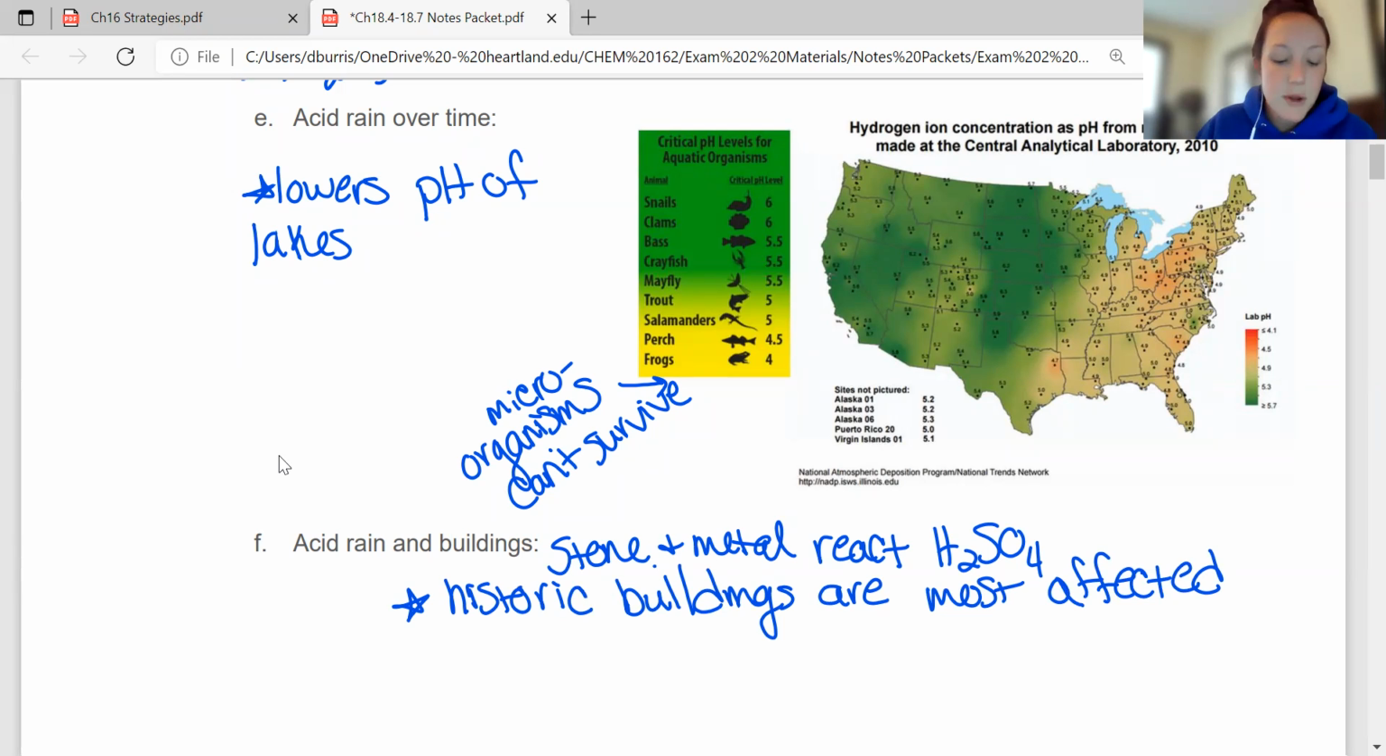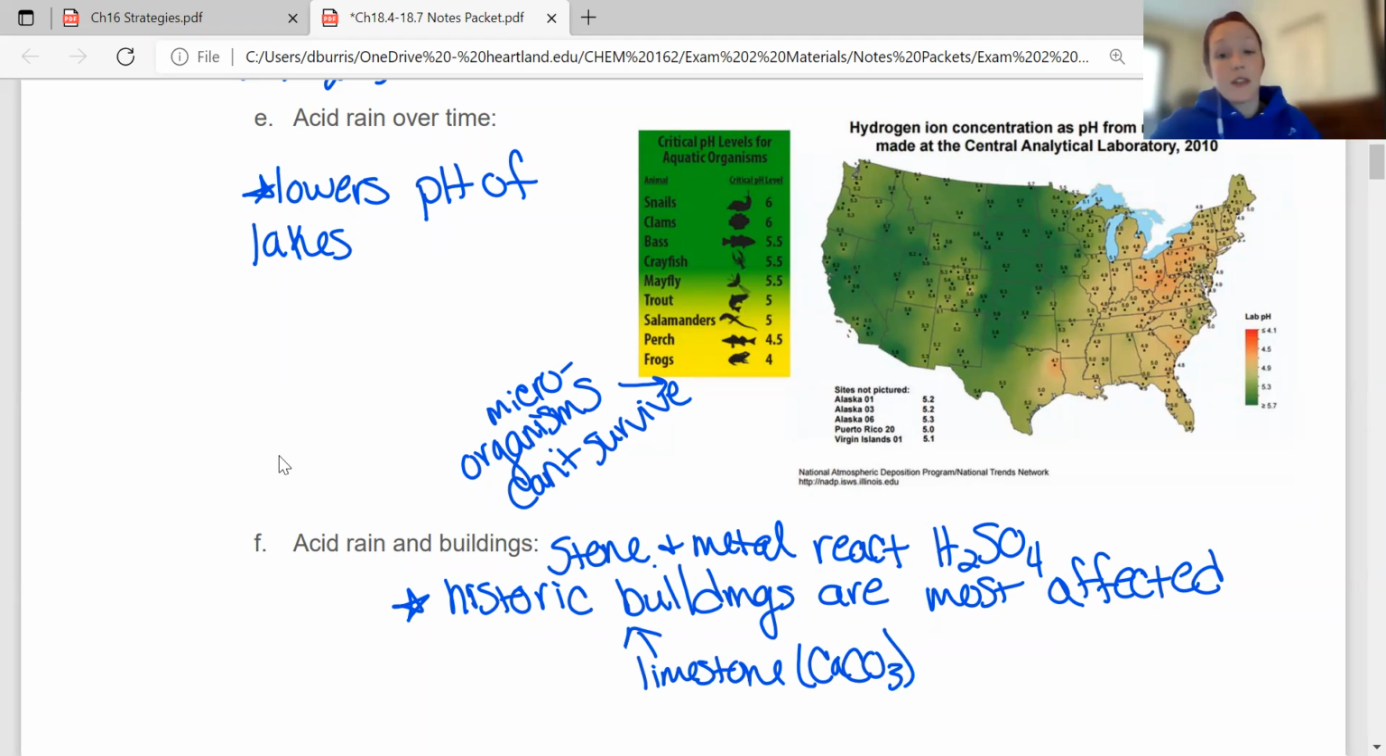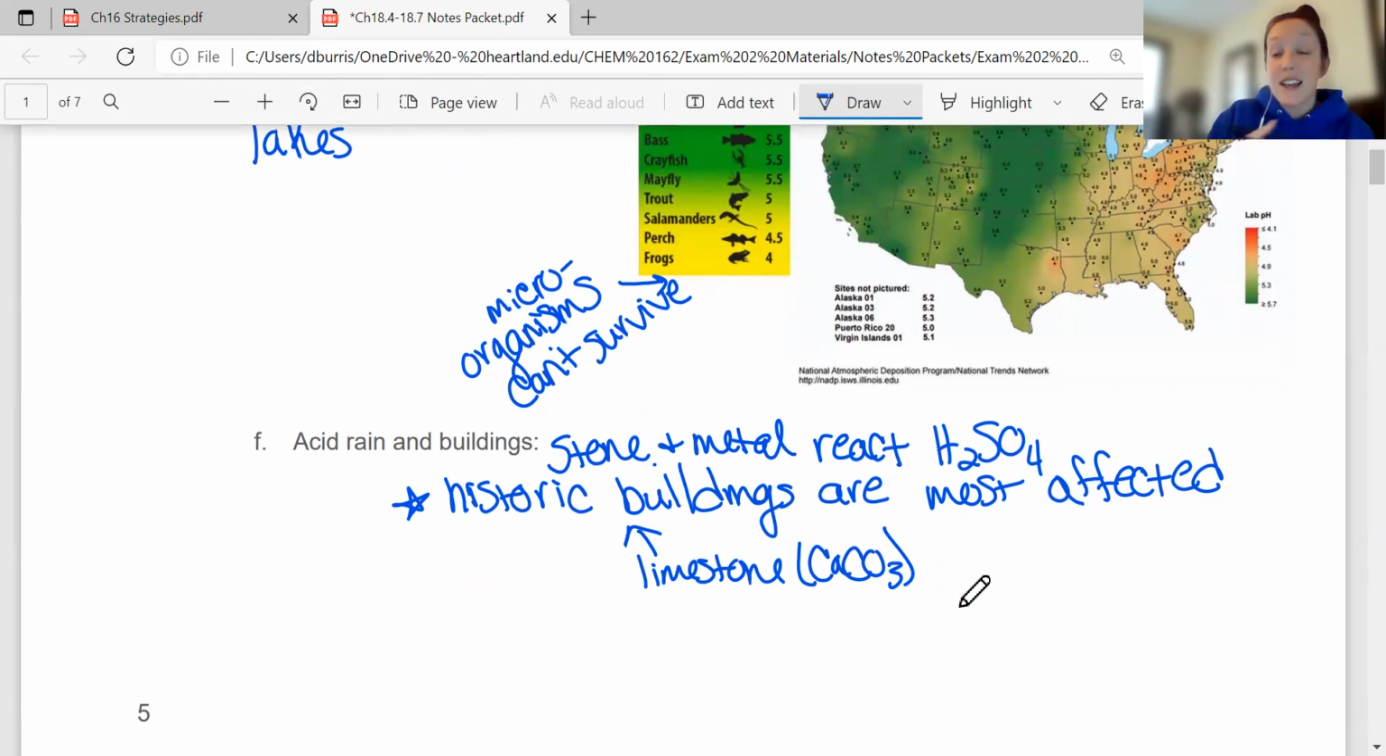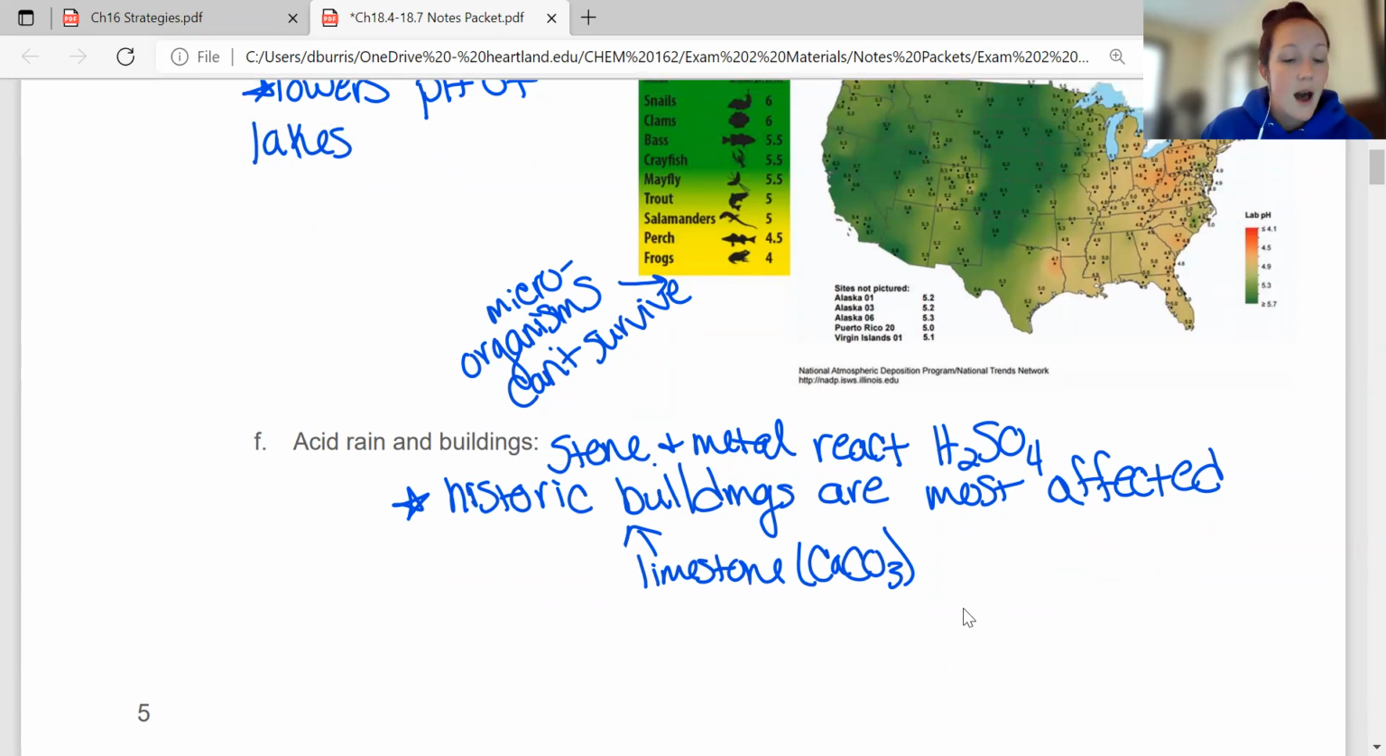Okay. So historic buildings are actually affected a lot because they are generally made of stone or limestone. So historic buildings are made of limestone. Limestone is just calcium carbonate, and this reacts very readily with acids, or specifically sulfuric acid. So that starts to break down those buildings. Now, this specific reaction we actually started utilizing to try to fix the problem.